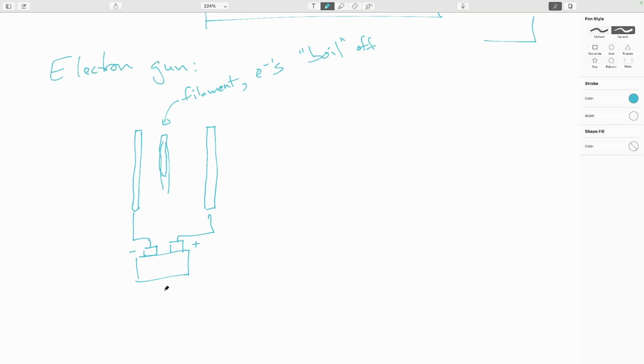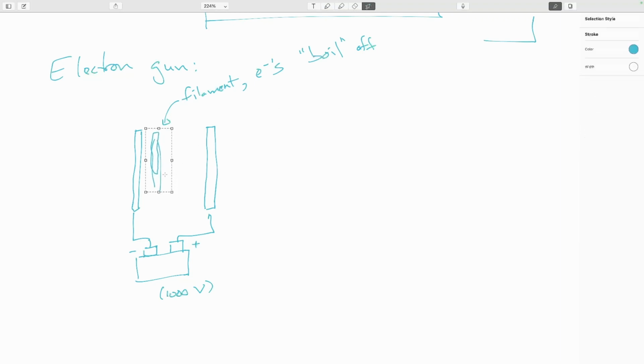All right, let's say this is 1,000, just to make this concrete, let's say this is 1,000 volts electric potential difference here. This means that the voltage here is 1,000 volts higher than there. Let's get that filament a little closer to that plate. Now, on the positively charged plate, you'll drill a tiny little hole.